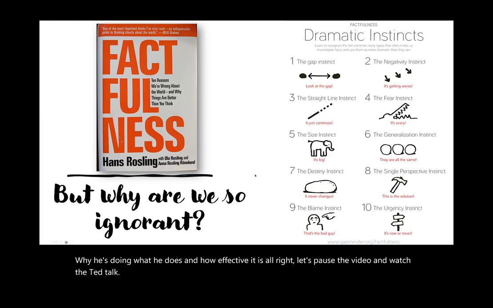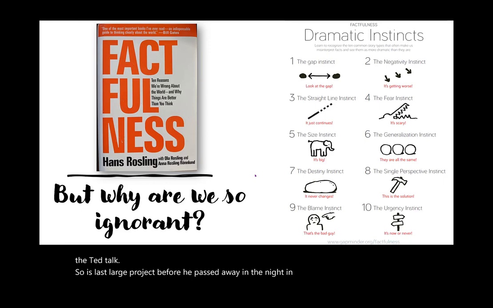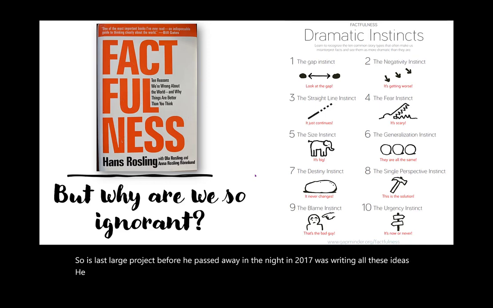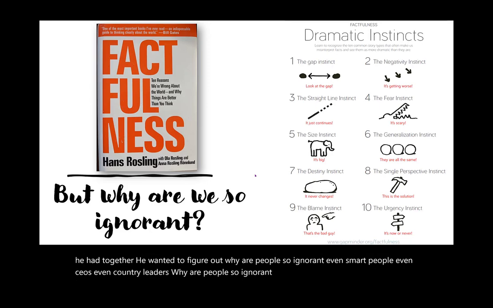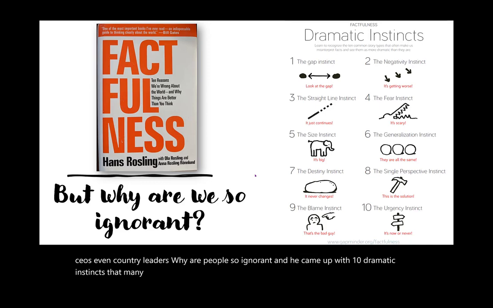So his last large project before he passed away in 2017 was writing all these ideas he had together. He wanted to figure out, why are people so ignorant? Even smart people, even CEOs, even country leaders, why are people so ignorant? And he came up with 10 dramatic instincts that many people have and that can blur and gray out the actual facts, what's in the world and how things have changed.